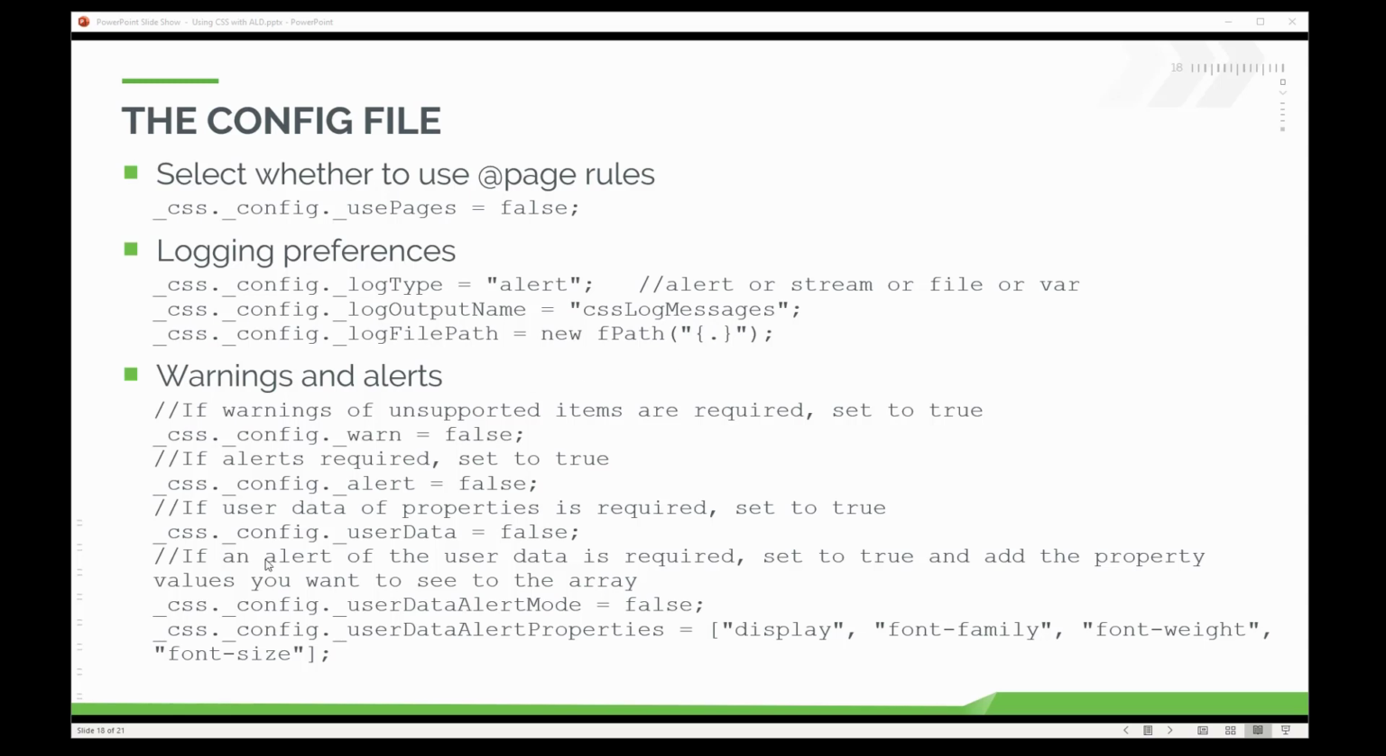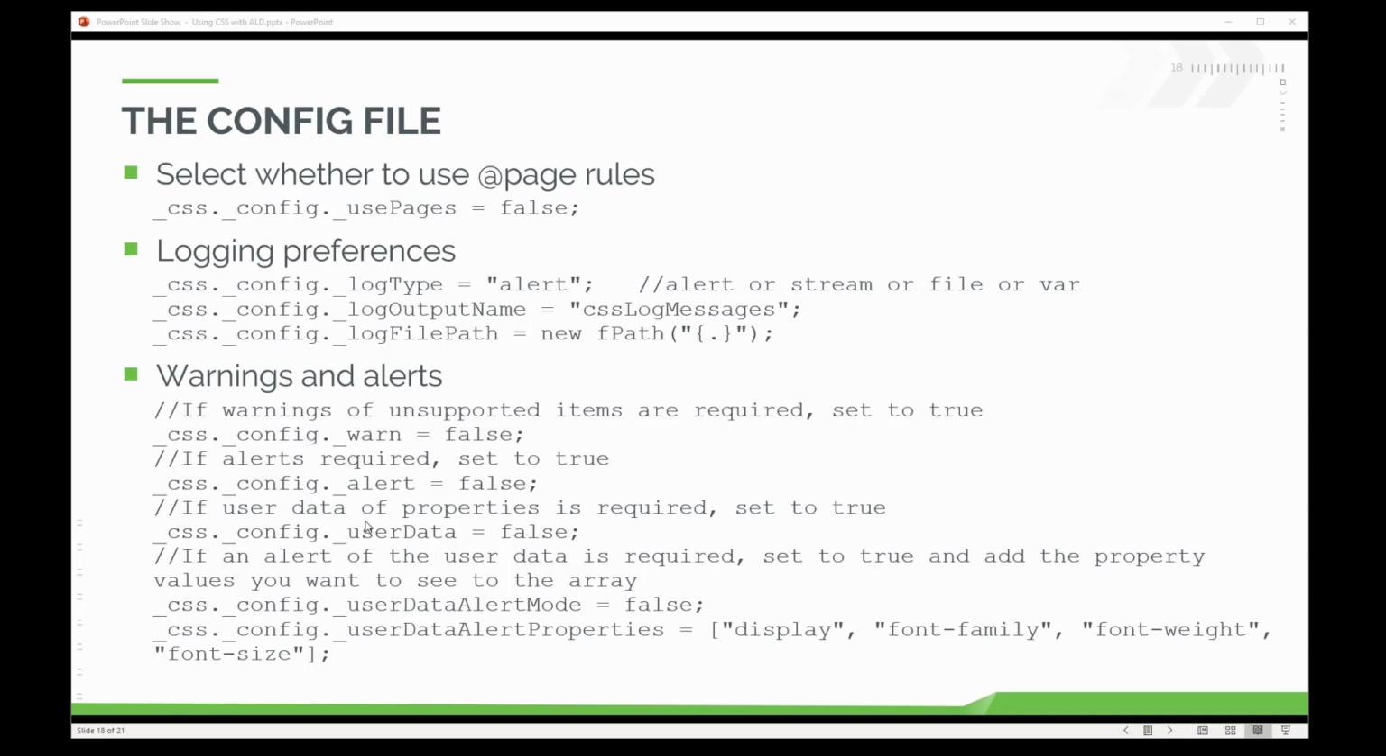Then we have a number of ways of turning on and off different warnings and alerts. So there's a warning option. If features are unsupported, then we have some code in there which will say this is unsupported but you're still using it, so you can turn that on. By default that's set to off. If you want to turn on these alerts, which say I'm going into this function, this is the value that I'm applying to this property, then you can turn that on to true.